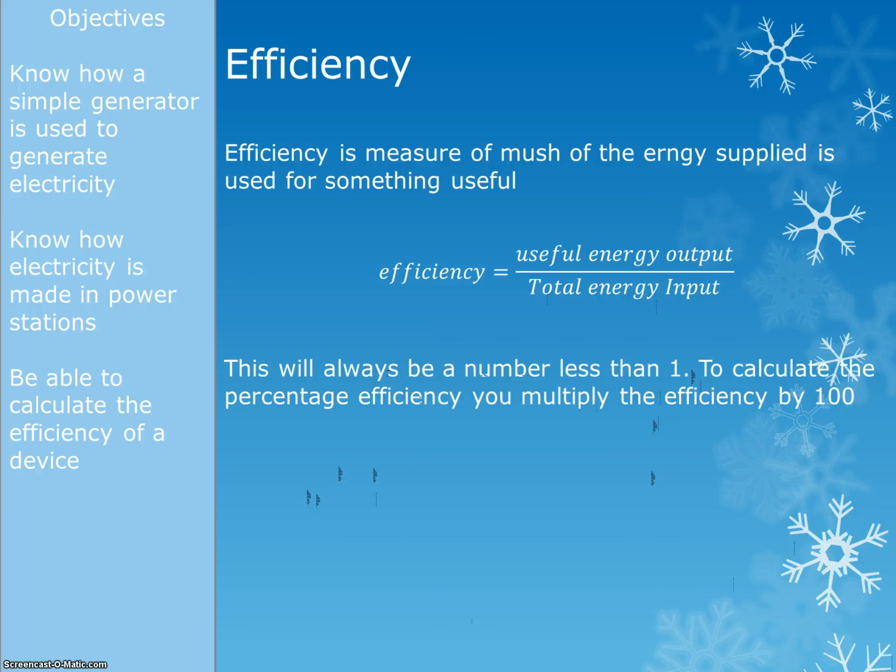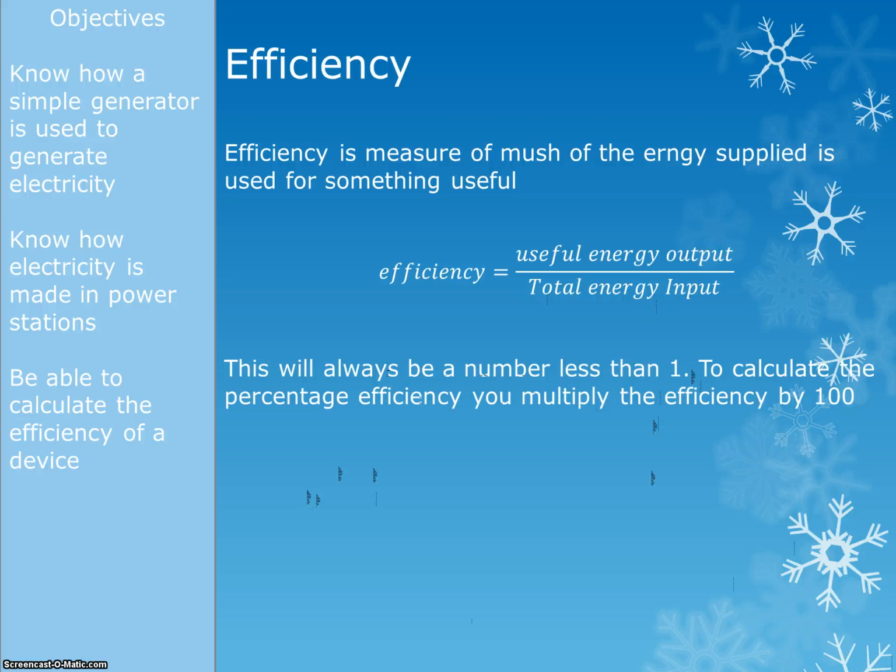So efficiency is the last bit. Oh, just spotted a typo. Efficiency is the measure of, oh god, that's horribly written, I apologise greatly. Efficiency is a measure of how much of the energy that is supplied is used for something useful. Please write that down, not what I've typed.